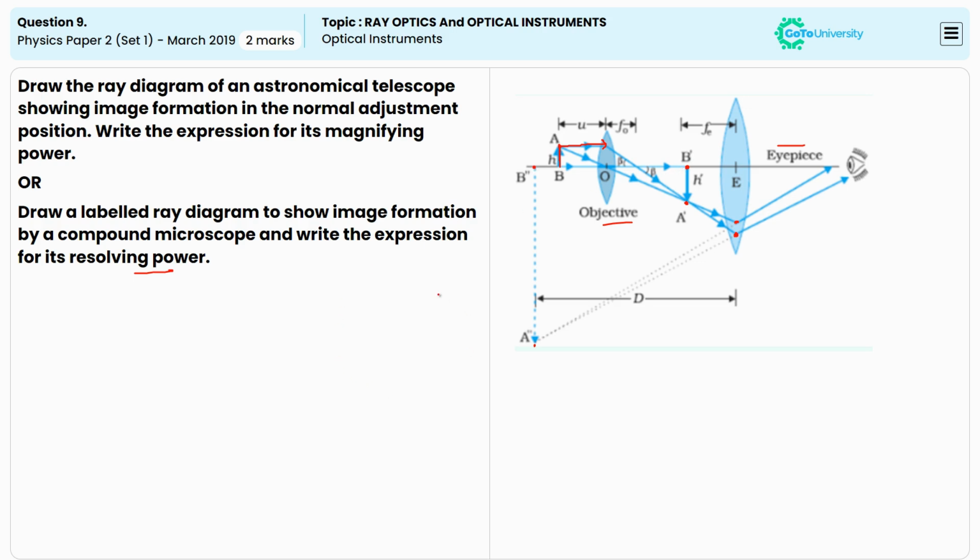The resolving power is given by resolving power is equal to 2 n sine beta divided by 1.22 lambda. If you observe here, the angle between these is the angle beta. That means from this point to here, whatever the angle is, this is the angle beta.